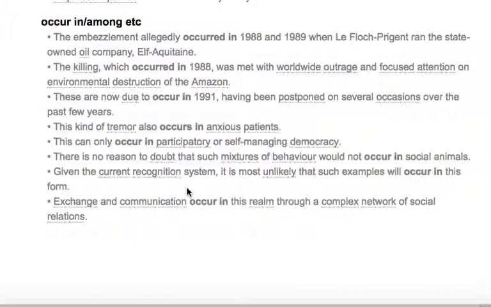Given the current recognition system, it is most unlikely that such examples will occur in this form. Exchange and communication occur in this realm through a complex network of social relations. Realm is like this area, this field.